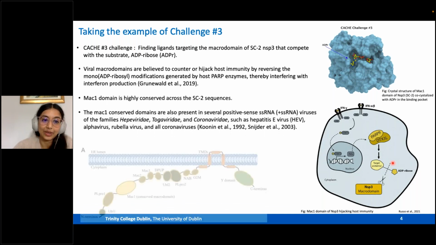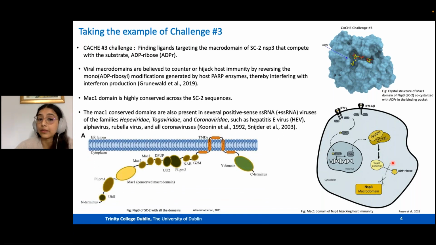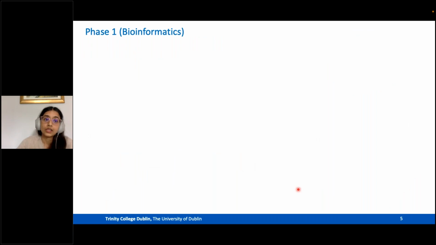The MAC1 domain is known to be highly conserved, not only across the SARS-CoV-2 sequences, but surprisingly among other group 4 viruses. The group 4 viruses are single-stranded positive-sense RNA viruses. This points to the scope of developing pan-antivirals in the near future, with inhibitors targeting those common conserved residues that are present within the MAC1 domain. I'll take you through the first phase of the approach now, that's the bioinformatics approach.